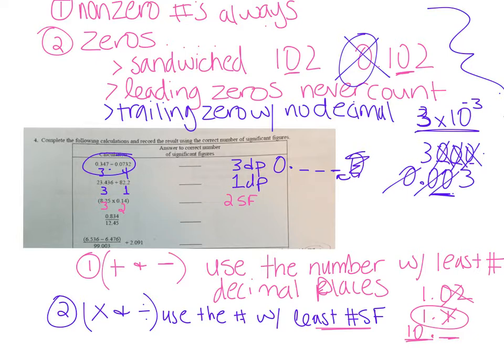Okay. For the next one, we've got division going on. So again, you're going to count. So 0.834 has 3. 12.45 has 4. So when you go to actually calculate this in your calculator, your answer can only have 3 significant figures. All right, and last one.